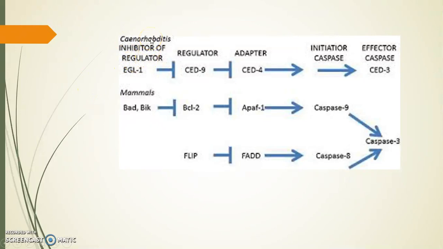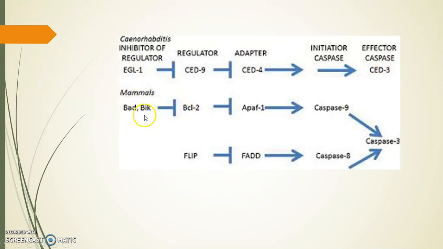So this is the comparative view, as I told you in the content part, a comparative view of the apoptosis process in C. elegans as well as in mammals. In this, you can see EGL-1 will suppress the activity of CED-9, which acts as a regulator in C. elegans, and it will also suppress the activity of the adapter protein CED-4 and the effector caspase CED-3. Keep this key point in your mind: CED-9 is the regulator protein, CED-4 is the adapter protein, and CED-3 is the effector caspase in C. elegans.